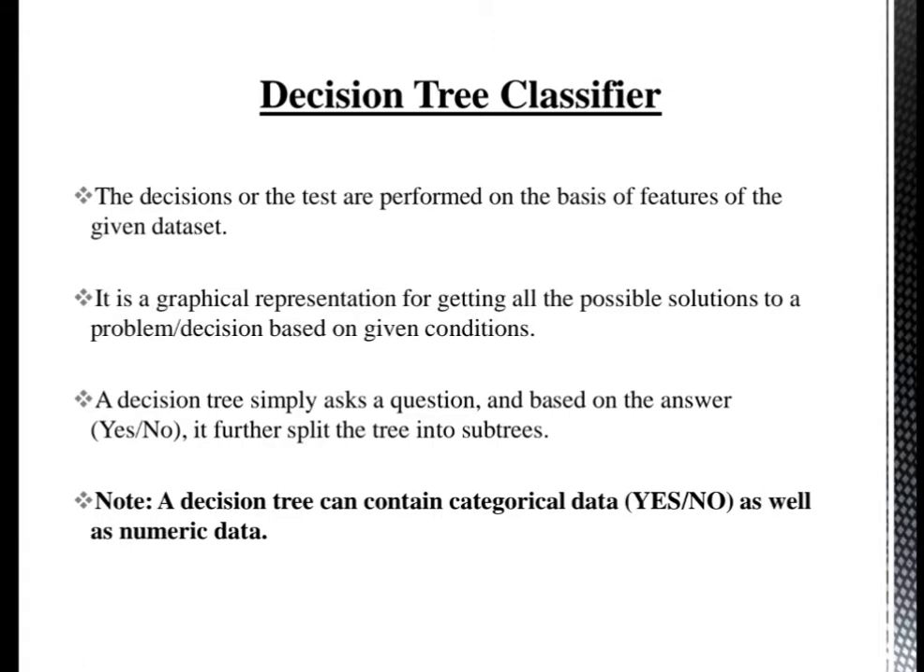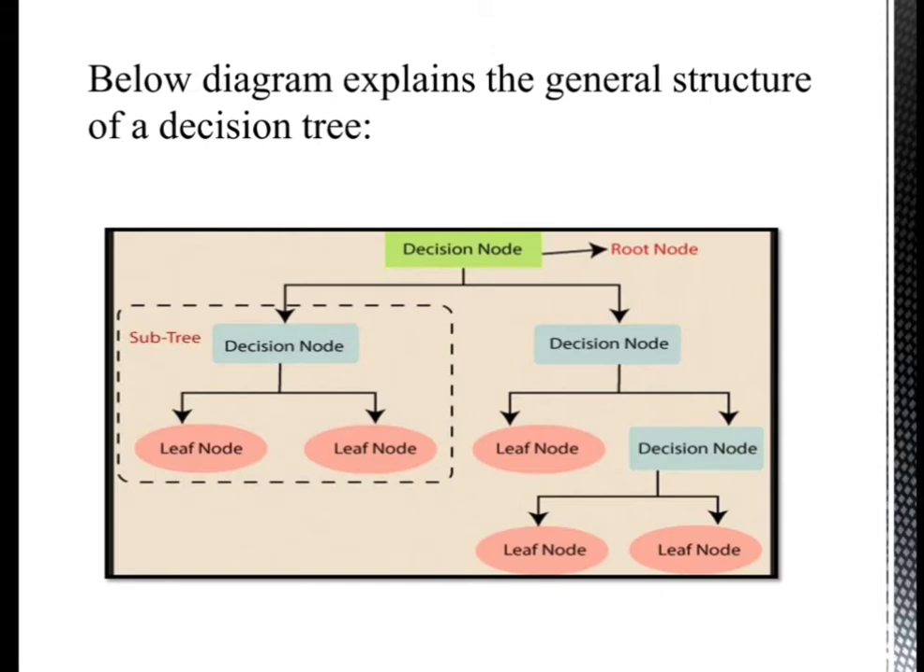It is a graphical representation for getting all the possible solutions to a problem or decision based on given conditions. A decision tree simply asks a question and based on the answer, yes or no, it further splits the tree into subtrees. Note: a decision tree can contain categorical data, that is yes or no, as well as numeric data. This diagram explains the general structure of a decision tree.